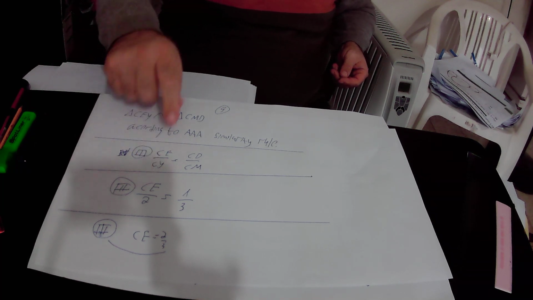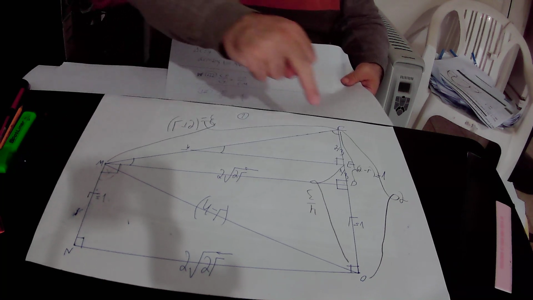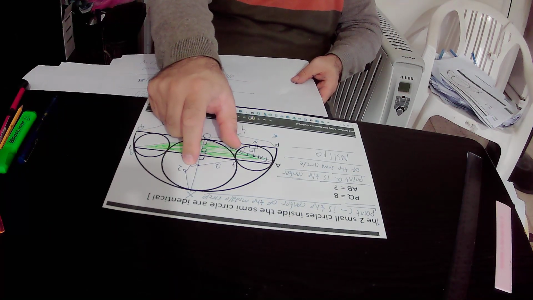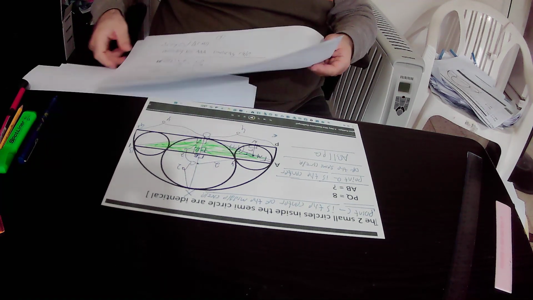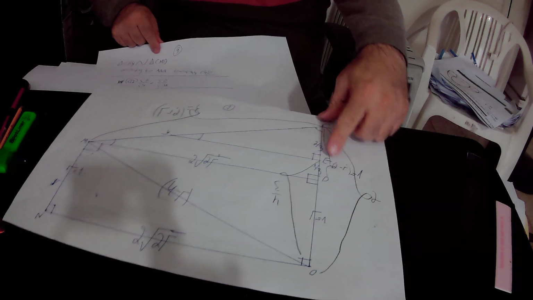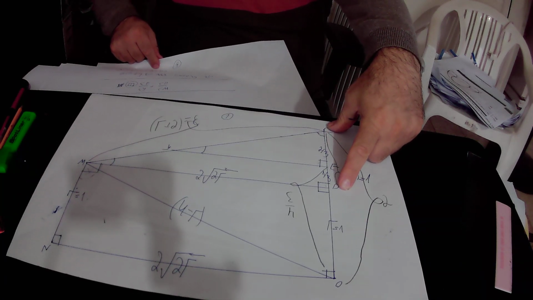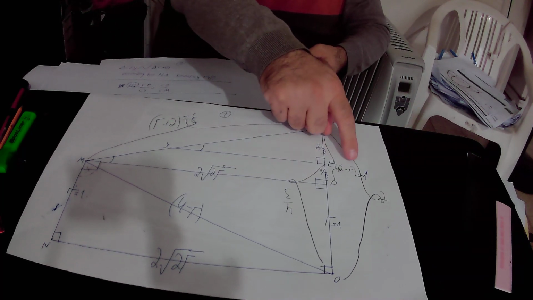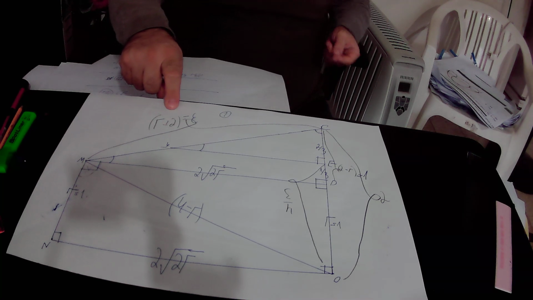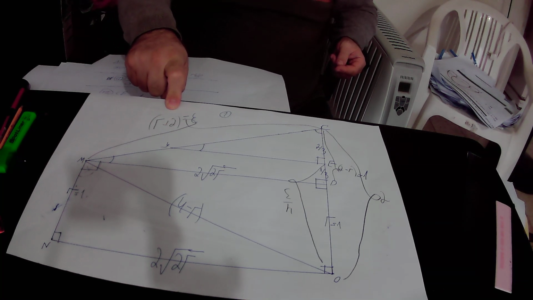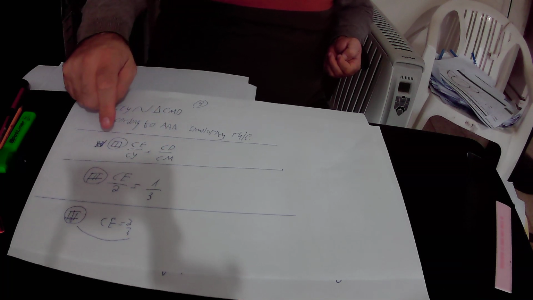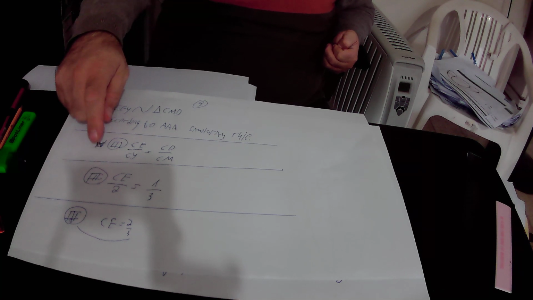CE over CY. What is the value of CY? We have already found out that CY is the radius of the middle circle, that is to say it equals 2 units. So CY equals 2. What is the value of CD? The value of CD is 1 unit. So CD equals 1, and what is the value of CM? CM is R plus 2, and R equals 1, that is to say, CM equals 1 plus 2, that is 3 units. So in total, we got that CE over 2 equals 1 over 3. We multiply this equation number 3 by 2, and we got that CE equals 2/3.